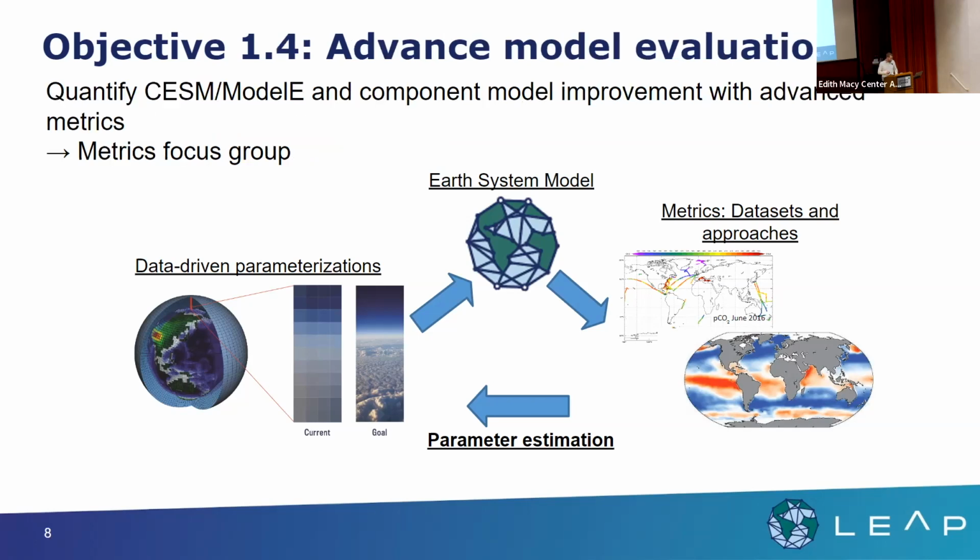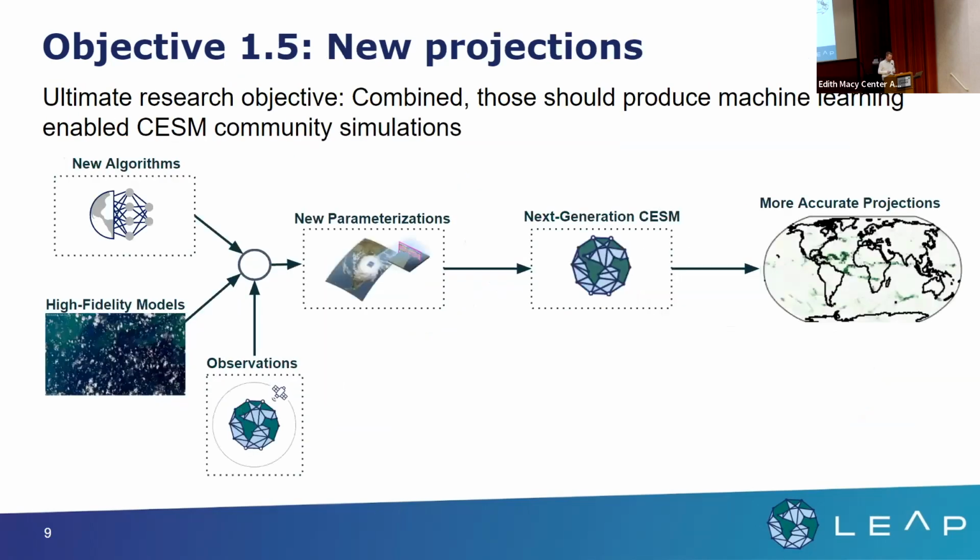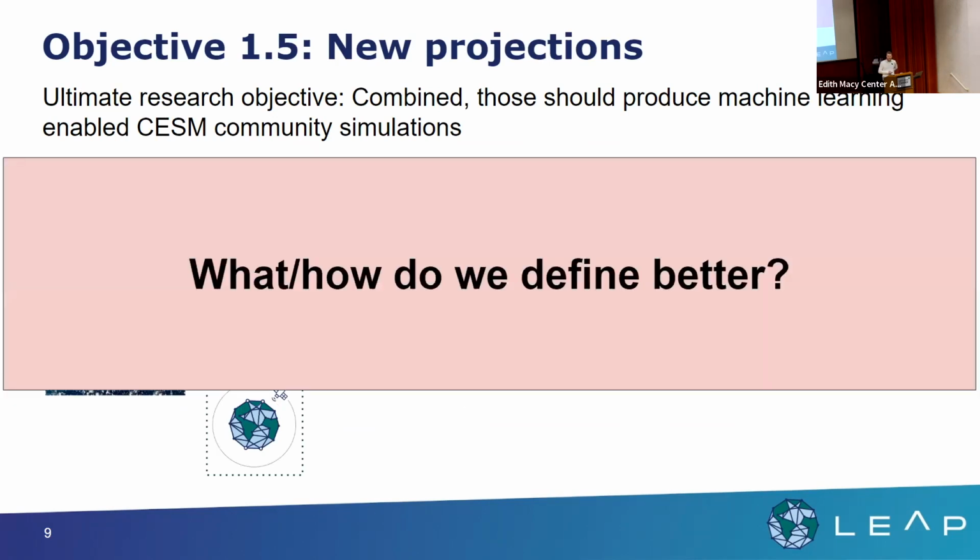And the last objective related to the focus groups is to advance model evaluation. So developing different metrics, bringing those metrics together. And that relates back to what Dave is going to present in a minute. How do we quantify progress and towards what goals and metrics? In the end, we want to get our new and improved projections. That's the ultimate goal that we have. But the question is what and how do we define better? That's what Dave is going to mention.